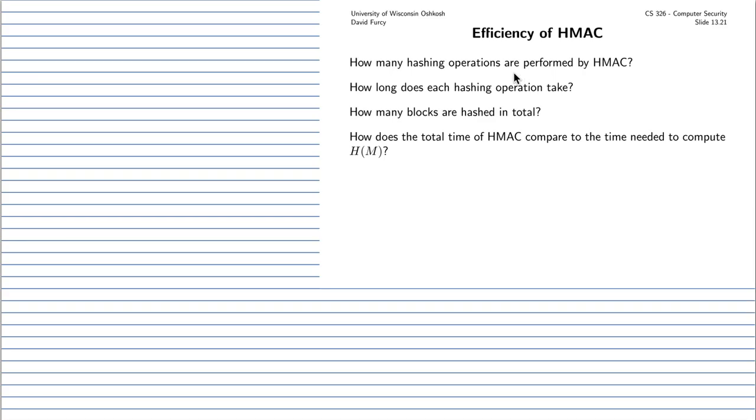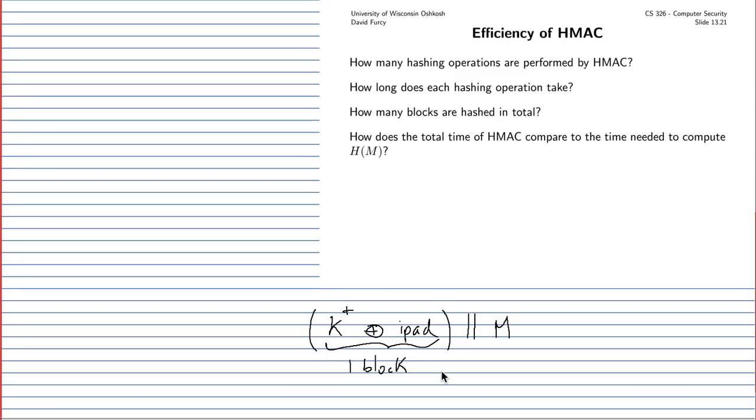So remember, the HMAC algorithm starts with K plus after the padding, and we're going to do an XOR of the key with the input pad. Notice the output of this operation is exactly one block. This block is prepended to the message itself. So we start with the message M, we insert in front of it an extra block, and the first hashing operation is this one. So there's one hashing operation so far.